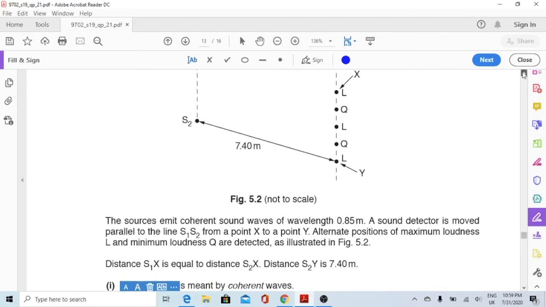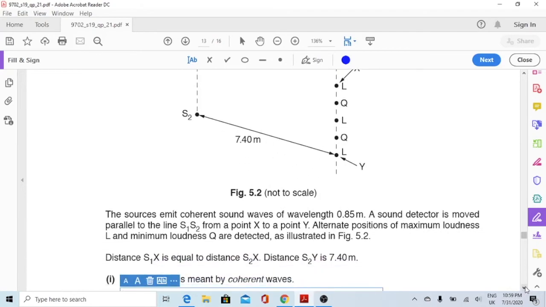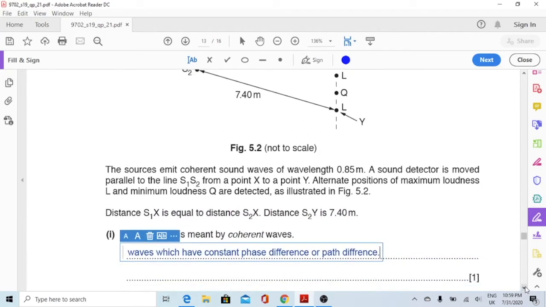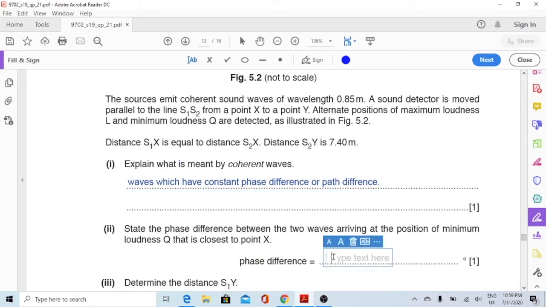So over here, the phase difference will be equal to 180. Because they say that point L's are maximum points and point Q's are minimum points, and whenever they say that some points are minimum, it means the phase difference between the sound waves will be equal to 180. So I'll write that over here. Phase difference between the waves is 180 degrees.